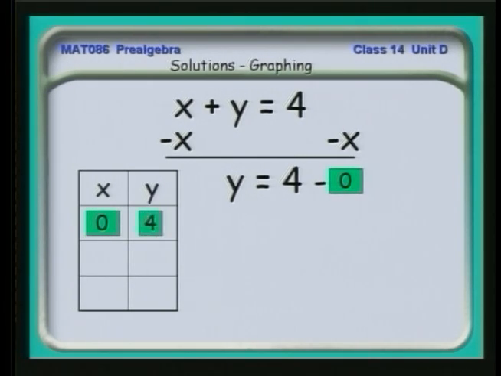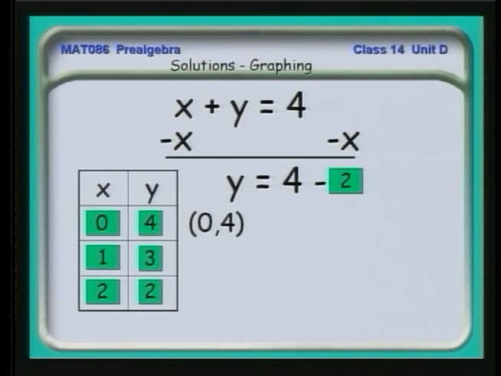What do I get? y equals 4. How about x equals 1? This is pretty rough here. y is equal to 3. And if I use x equals 2, I get y is equal to 2 as well. And we can then provide the ordered pairs (0, 4), (1, 3), and (2, 2).